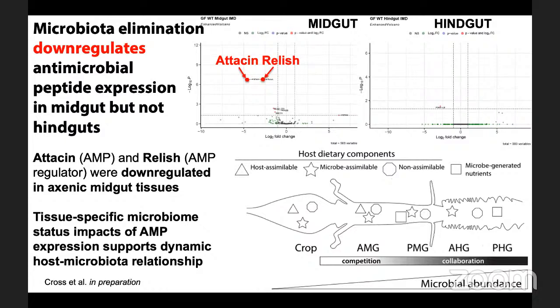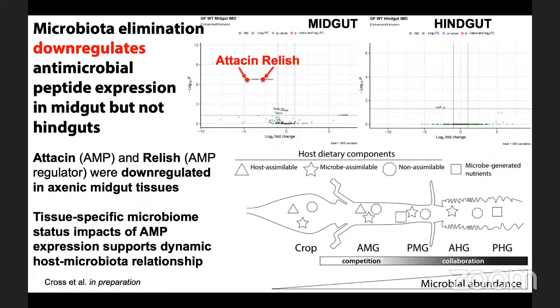Well, what we found was that attacin, which is an antimicrobial peptide that is active against different types of bacteria, and relish, which is a regulator for other AMPs, tended to be downregulated in our germ-free insects, but in the normally reared, they were active, right? We didn't see that same kind of difference of expression of attacin and relish in the hindgut. So that gives us some further support that in the midgut tissues, when you have your typical microbial status, these antimicrobial peptides and innate immune system may be on, and they're being used to compete potentially with the host for these nutrients.